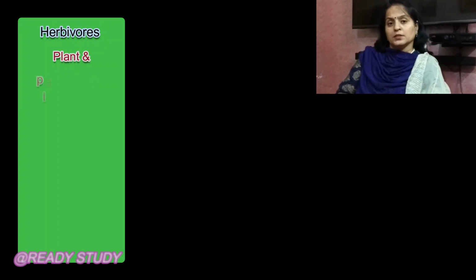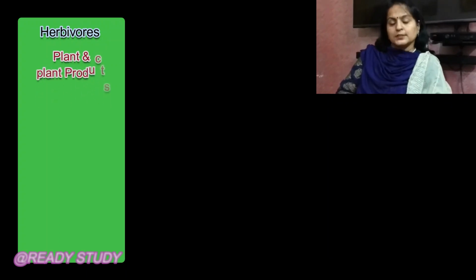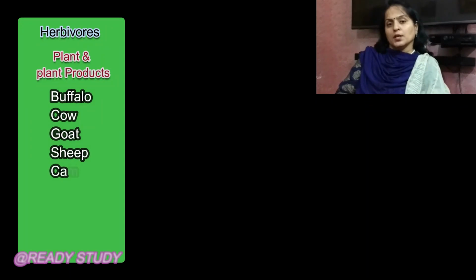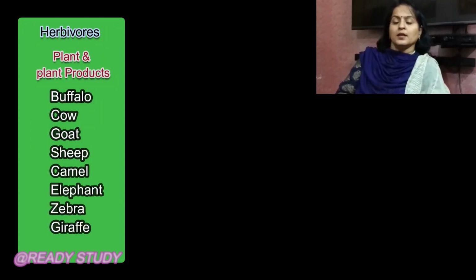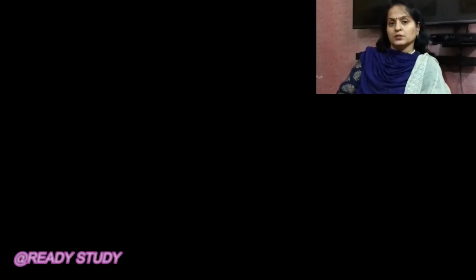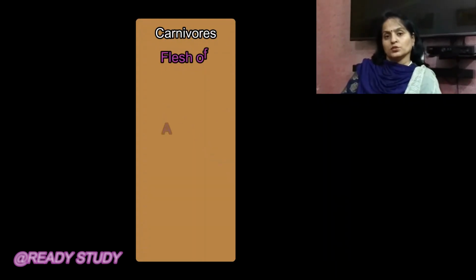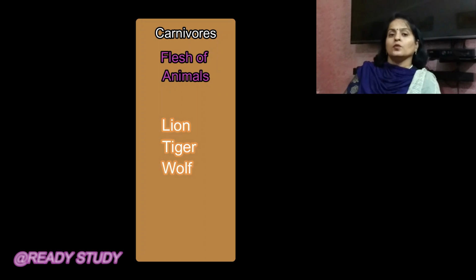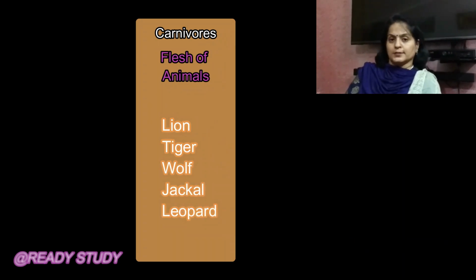So on the basis of their food habits, animals can be divided into three categories. Number one is herbivores. Children, herbivores are those animals which eat plants and plant products. For example, buffalo, cow, goat, sheep, camel, elephant, zebra, giraffe, etc. Number two is carnivores. Those animals who eat flesh of other animals are known as carnivores. For example, lion, tiger, wolf, jackal, leopard, etc.